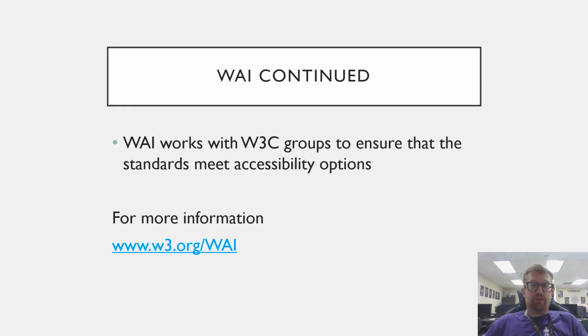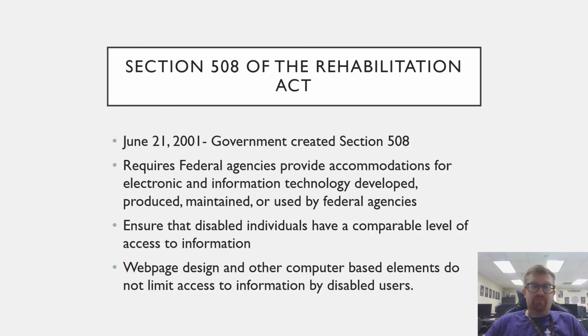WAI works with W3C groups. Remember, W3C is the big organization that makes the HTML standards and things for the web. WAI works with the other offshoots of the W3C in order to make sure that they are meeting the standards and creating accessibility options. For today in the lab, you are going to look at some of those standards and explore them.